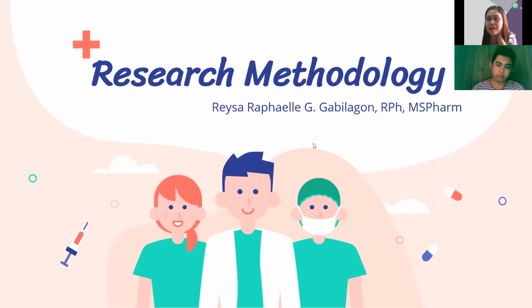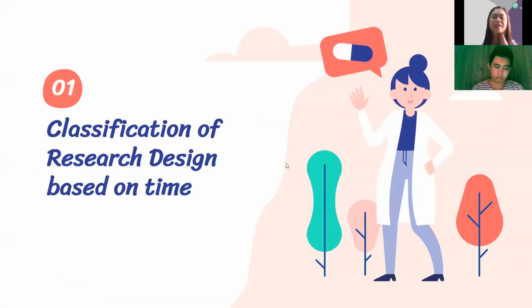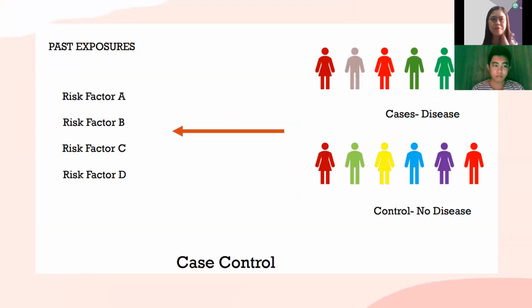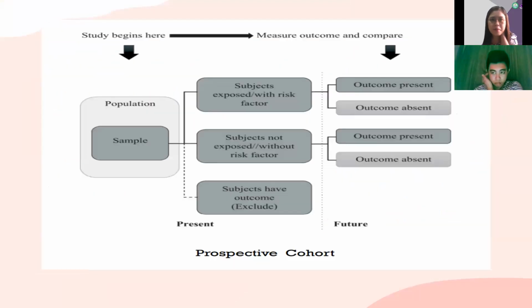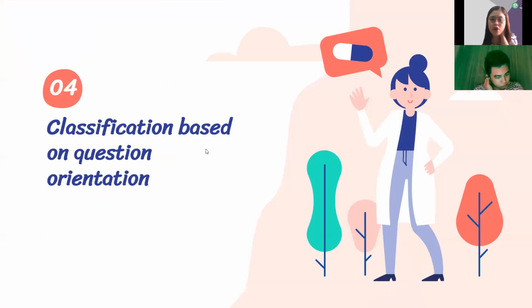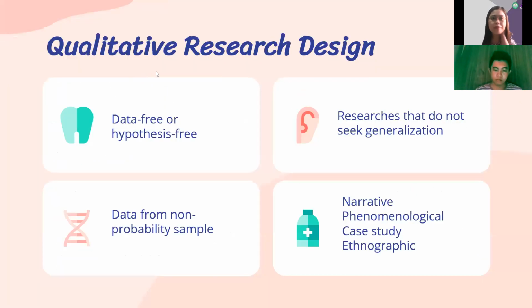So before the midterms ended, we started with the discussion of the research methodology. We started with the research designs. However, I was not able to finish this one. In making the research design of your paper, let's use the classification based on question orientation. So you have to identify whether your study is qualitative or quantitative. I believe wala namang nag-mixed method design dito. So again, it's either quali or quanti.